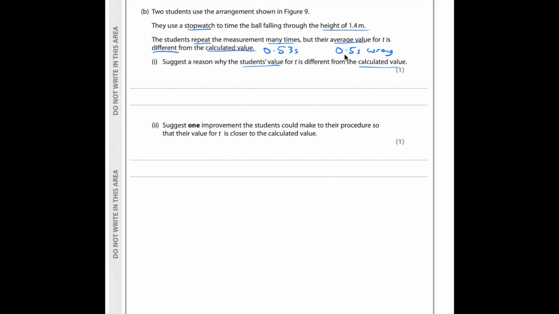So basically you're going to have somewhere in the region of 100% error. So the best thing to do is to get a computer to do the measurements for you. Doesn't matter how many times you measure it, you're always going to be massively wrong. And that's because the student's reaction time is a significant time compared with the time we're trying to record.